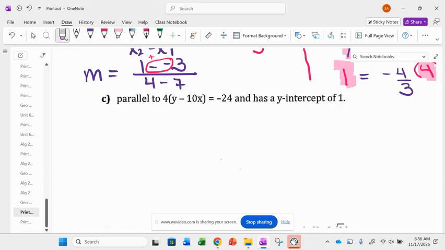Okay, so now this one's saying we want to come up with the equation of a line that's parallel to this whole ugly looking thing and has a y-intercept of 1. Well, remember, parallel lines have to have what in common in their equation? The same slope. Right now, I don't know the slope of this line. I'm only able to recognize the slope when it's y equals mx plus b. But can I make this look like y equals mx plus b? Absolutely. So to make this look like y equals mx plus b, we need to get y by itself.